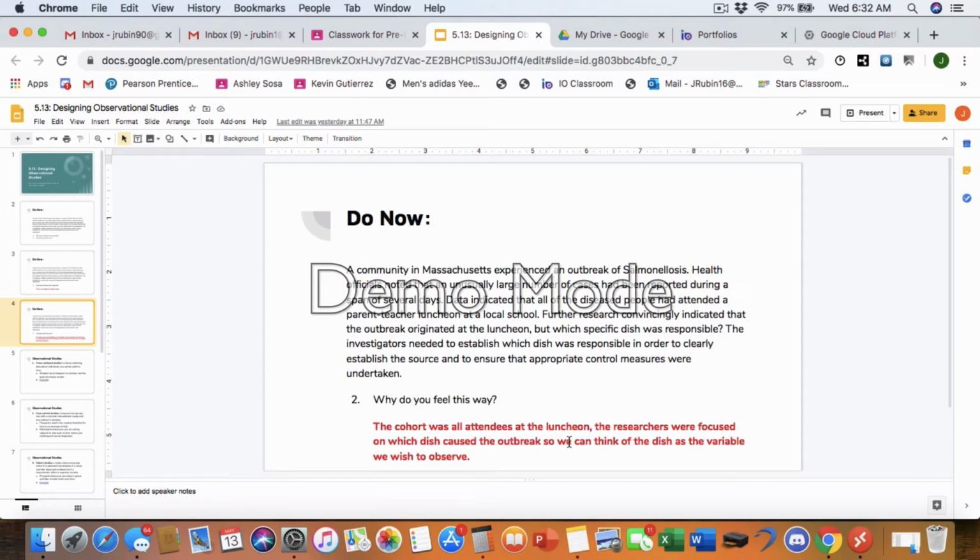So we could think of the dish as the variable. You have all these people that ate all of this food, but we know that one of the dishes caused salmonella. So we get to figure out which one. You're going to take that group, analyze who ate what, and then find a hopeful consensus: this dish caused these people to get sick.